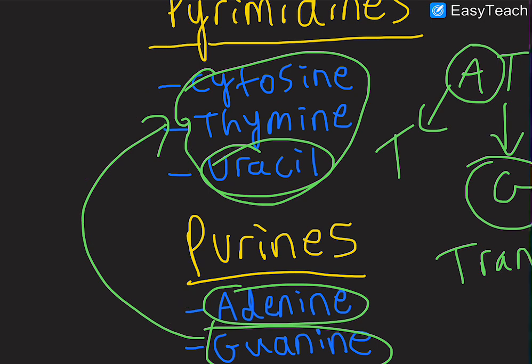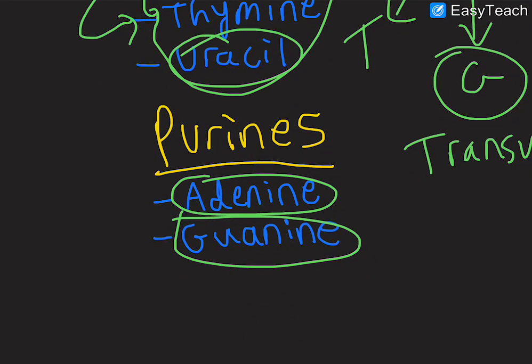If we went from a cytosine to thymine, right? So let's get rid of all these lines. If we went from cytosine to thymine, that's a pyrimidine to pyrimidine, so that's a transition mutation. If we went from purine to purine, adenine to guanine, that's a transition mutation, okay?